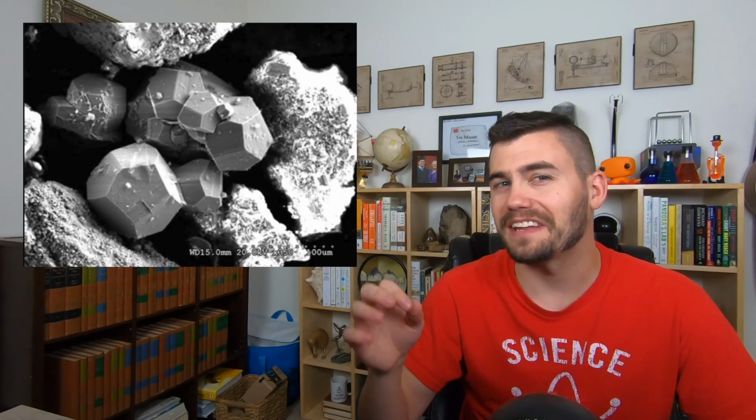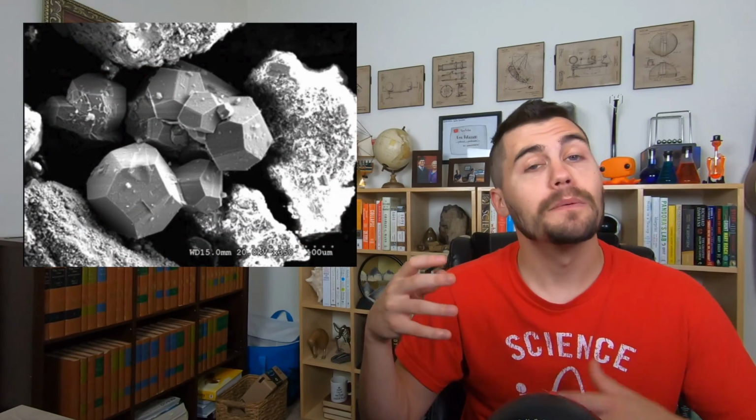The gigantic gypsum crystals in the Naica cave in Mexico are hexagonal. These pyrite crystals are as small as 1/10 of a millimeter across, but they still form dodecahedrons.